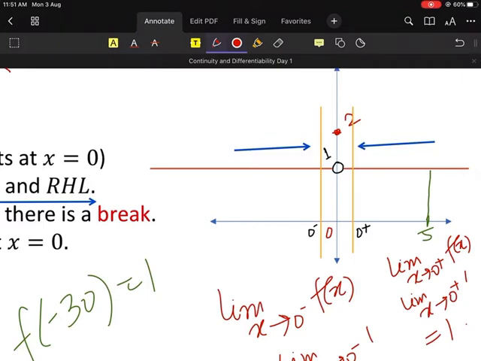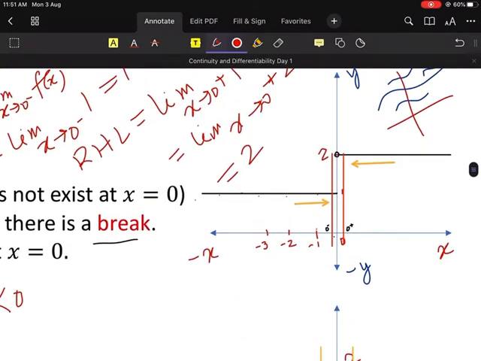Yesterday we learned that this function was not continuous. Why? We drew this one, then at the point 0 there was a break, and we drew this one again. So we could not draw it without lifting the pen. We had to lift the pen at the point 0. So this one was discontinuous at x equal to 0.